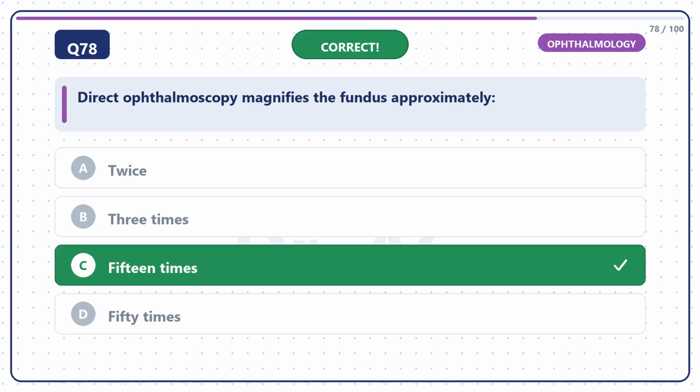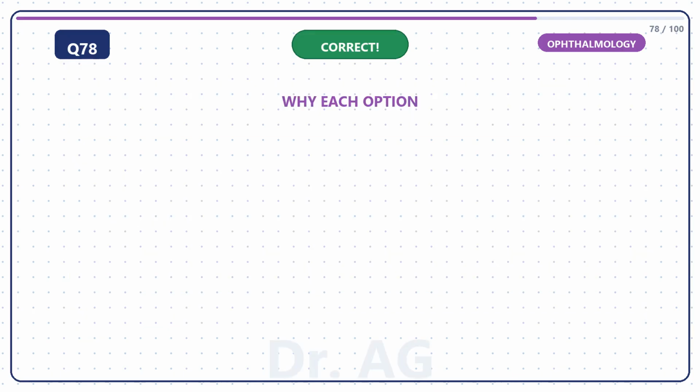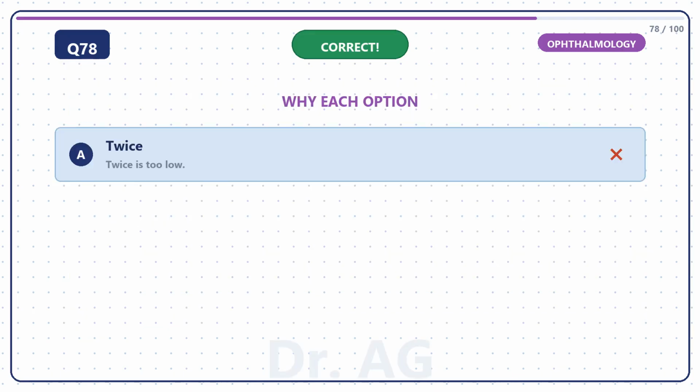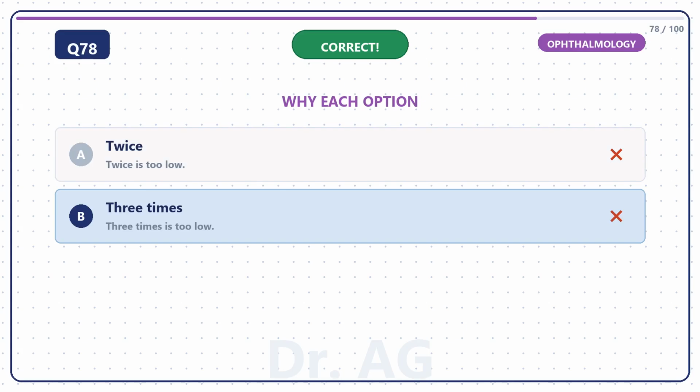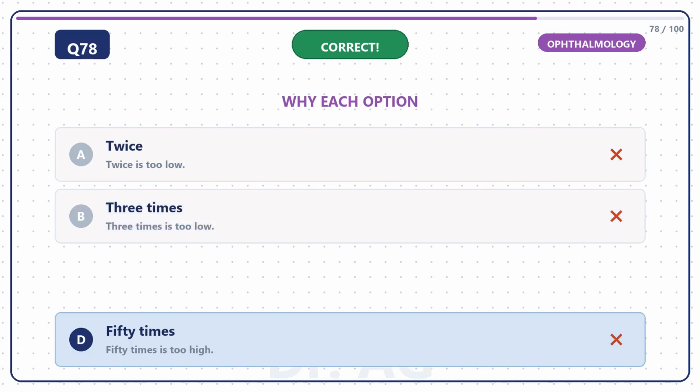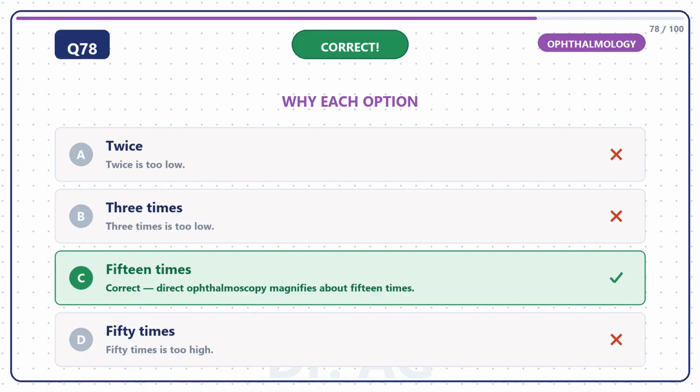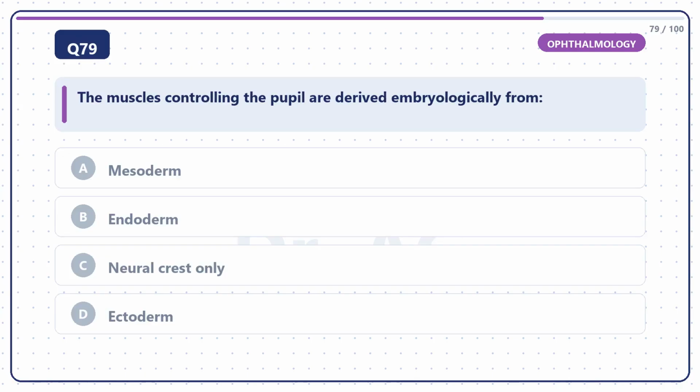The correct answer is option C. 15 times. Let's go through the options. Twice is too low. 3 times is too low. 50 times is too high. And the correct answer is 15 times. Correct. Direct ophthalmoscopy magnifies about 15 times. So, the right answer is option C. 15 times.